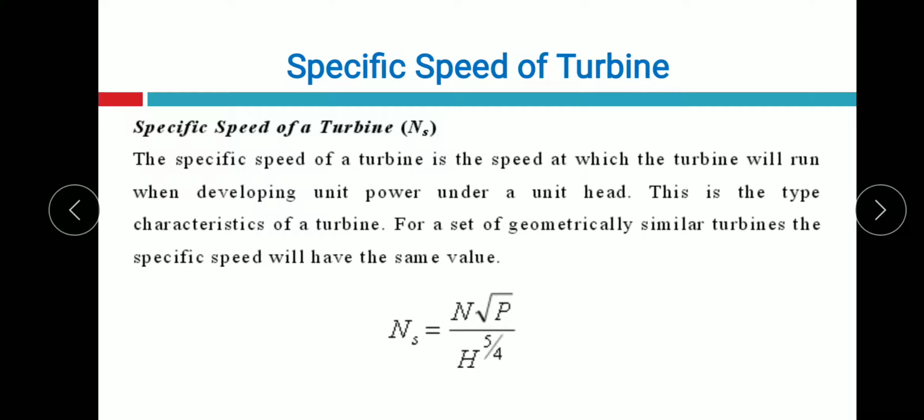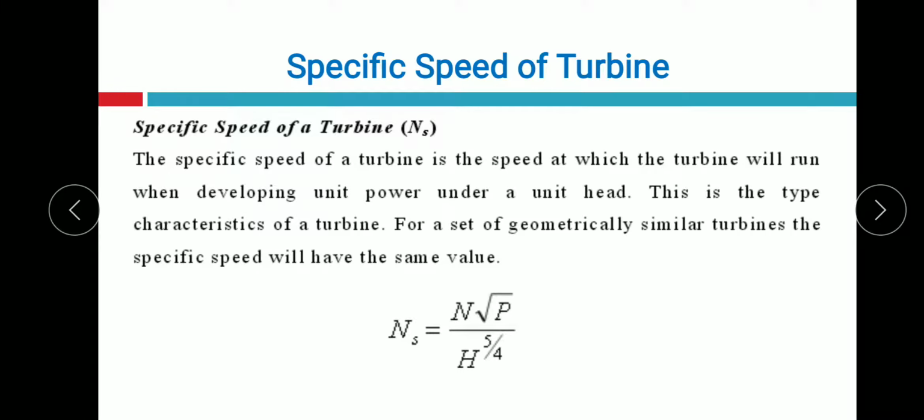Next, coming to the specific speed of the turbine. The specific speed of the pump we have already discussed in the centrifugal pumps. What is the definition of the specific speed of the turbine? The specific speed of a turbine is the speed at which the turbine will run when developing unit power under a unit head.